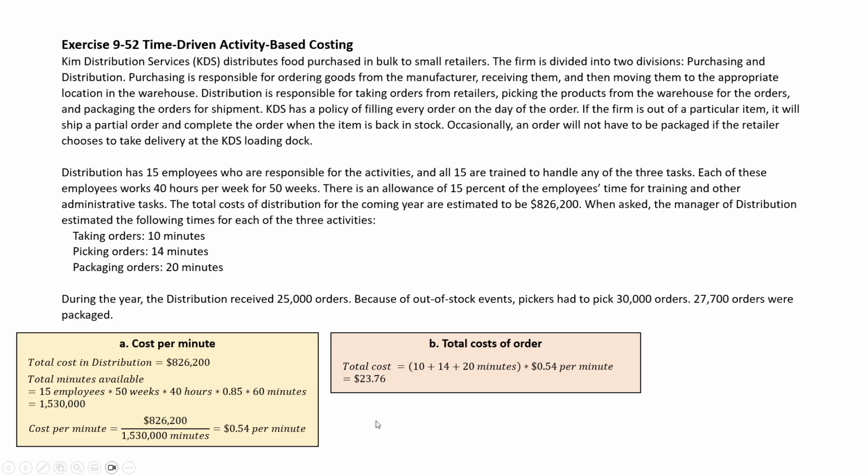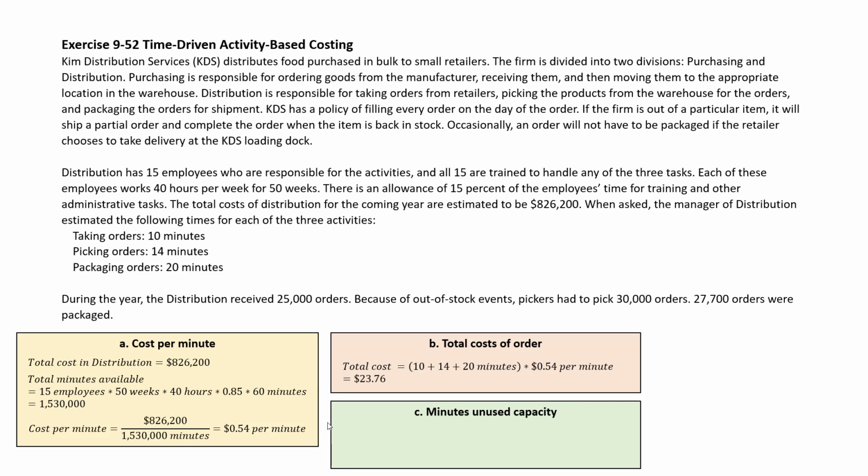$23.76. The next thing we're going to start to work towards is understanding what costs we have for the capacity that we're not using. Because when we go back to these minutes available, that's theoretical if everybody's working 100% in terms of efforts, and we've got the orders that we really need to get. So in C, they first ask us, what minutes aren't we using?